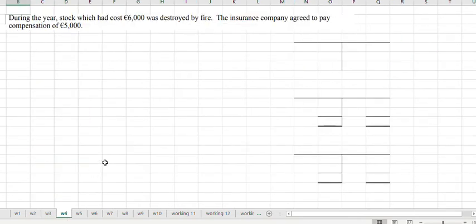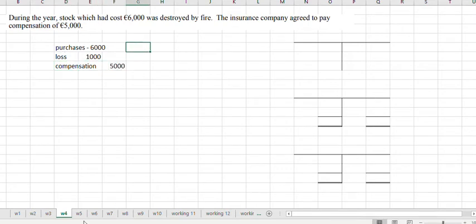Working number 4, stock was destroyed by fire. Insurance company agreed to pay compensation of 5,000. Okay, as you can see, stock was 6,000, the compensation is only giving us 5,000. So what we do is purchases minus 6,000. We have a loss of 1,000, and we have compensation of 5,000.